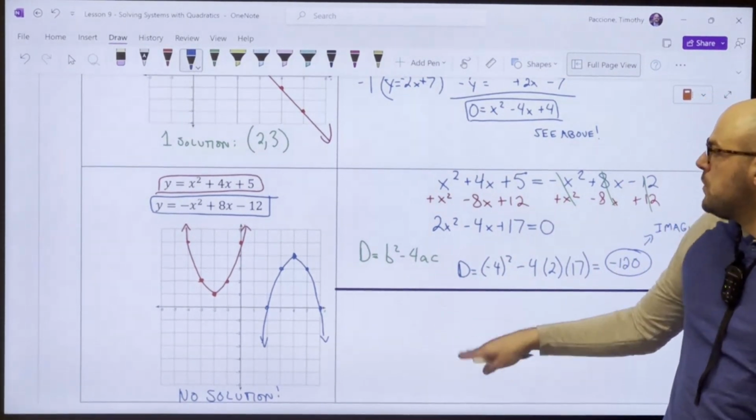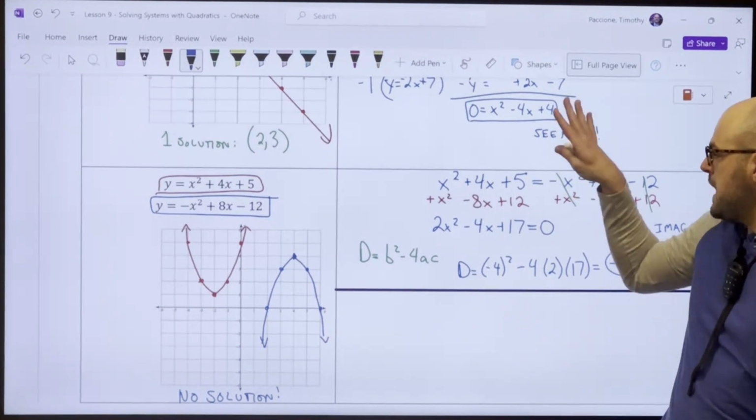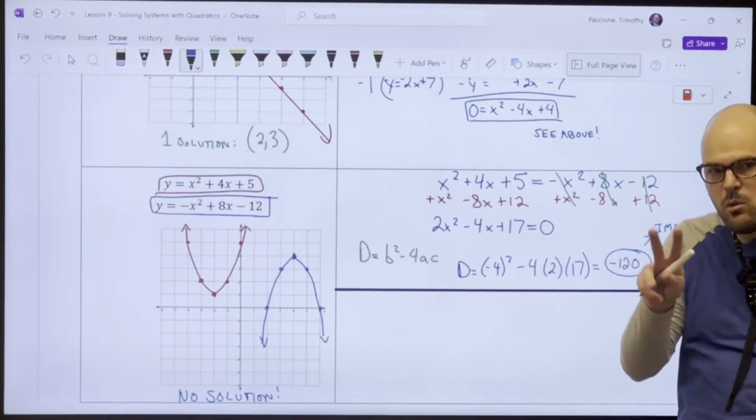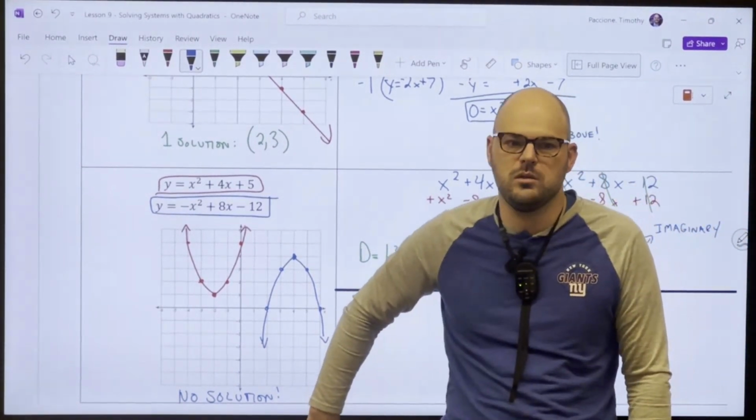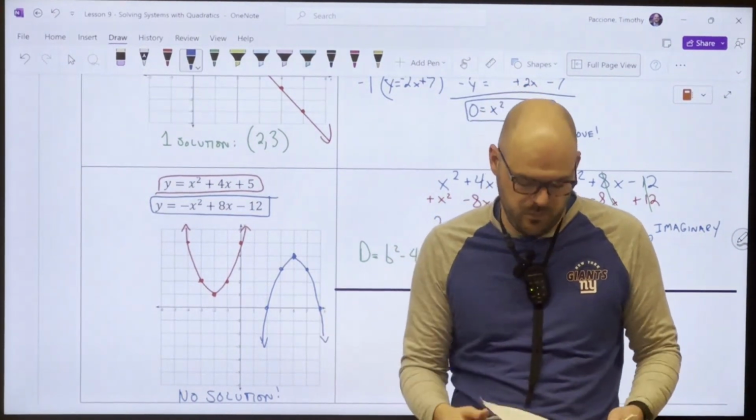All right? Now, for elimination, you would just stack these, multiply one by negative 1, add them together, and you get the same exact quadratic. Okay?